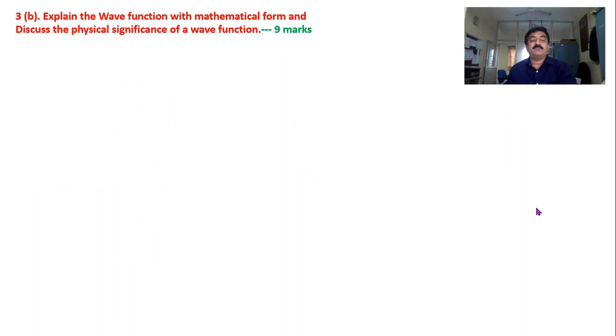Okay, now with this I move on to the next question. Explain the wave function and mathematical form. Explain the wave function along with its mathematical form and discuss the physical significance of wave function.